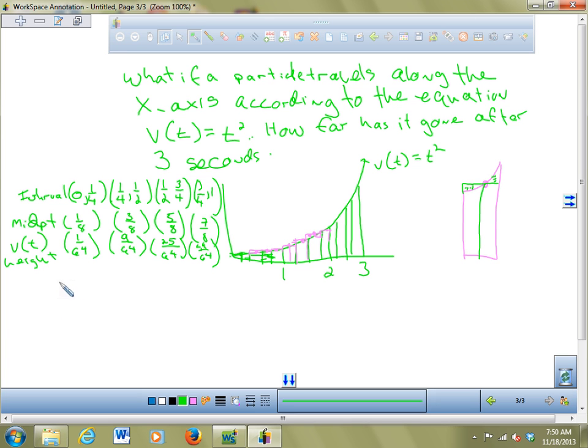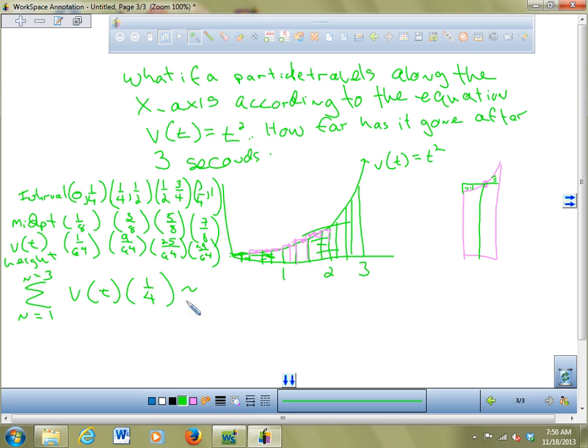Okay? And then what do I need to multiply that height by to find the area? How wide is each one of these rectangles? 1/4. So I take the sum of the V of T's, and then I'd multiply them by 1/4. You understand what that symbol means, summation. And I would do that from n equals 1 to n equals 3. And I'd add up all those rectangles, and I'd come up with the area under that curve.